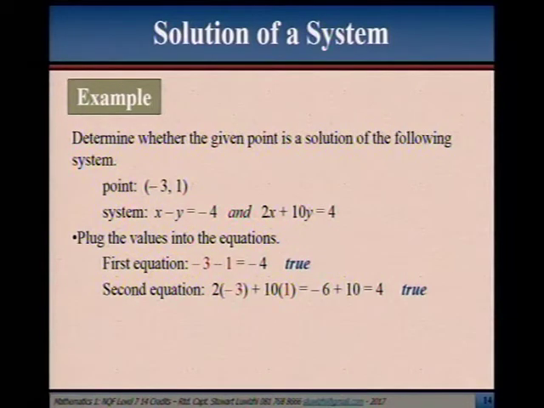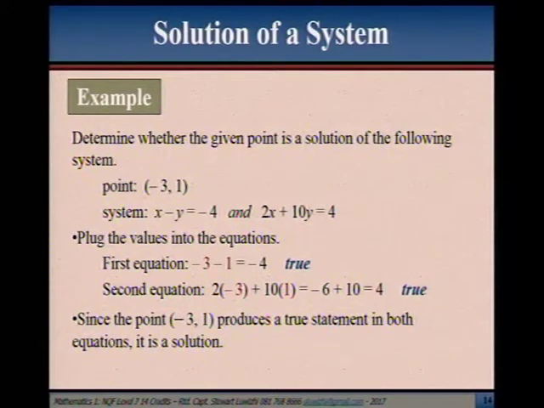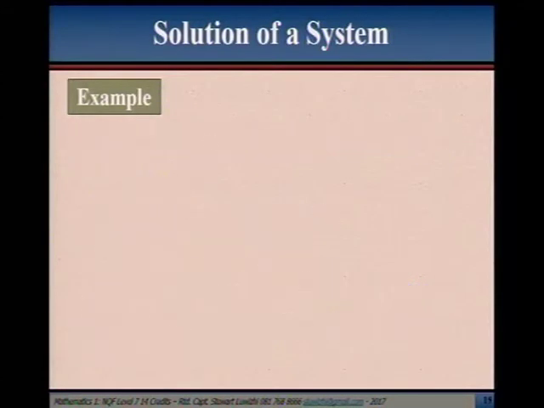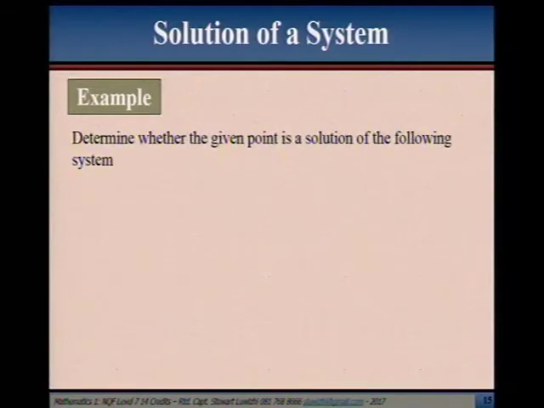2 multiplied by minus 3 gives us minus 6. The 10 will not change, it remains 10. If we add those two, minus 6 plus 10, it gives us 4. If you look at our second equation there, it means it's correct. So that point of minus 3 and 1 is correct. It satisfies both the equations in the system. Now, since the point minus 3 and 1 produces a true statement in both equations, it is the solution that we seek. This is the basis of the simultaneous linear equations that we are dealing with.